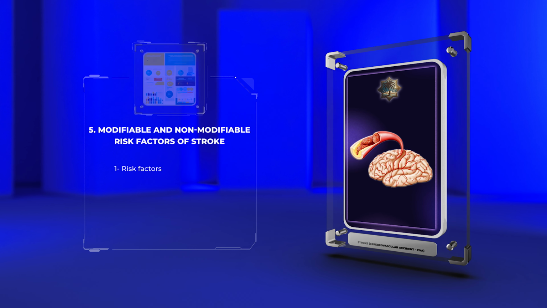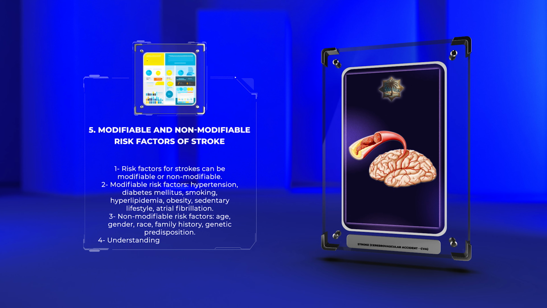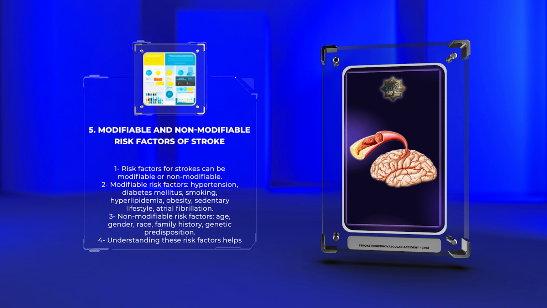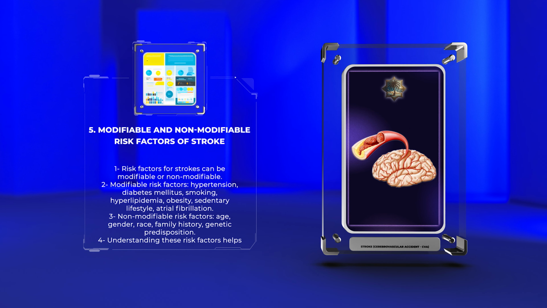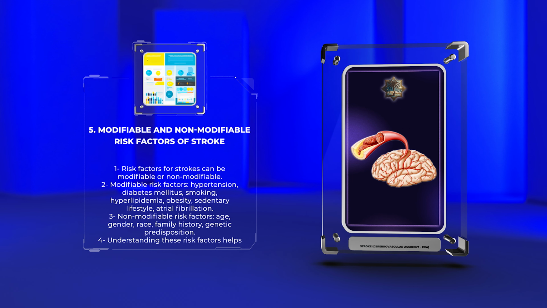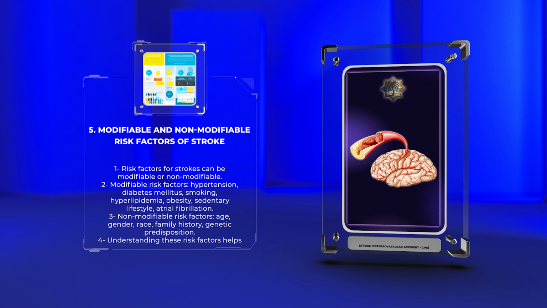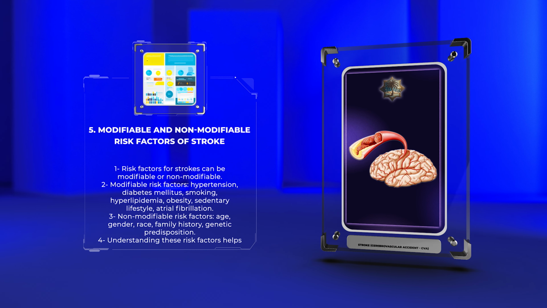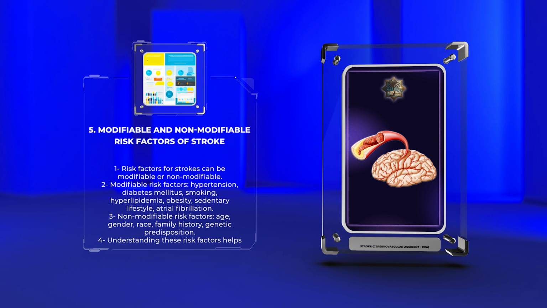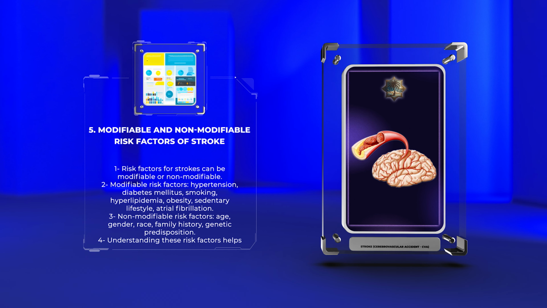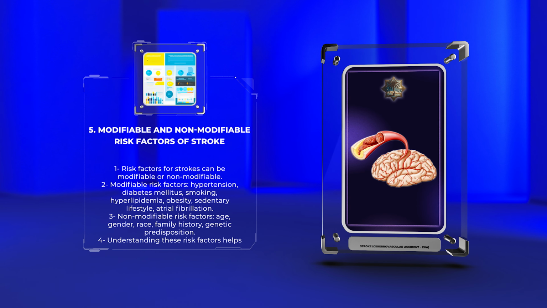The most common cause of SAH is the rupture of saccular aneurysms, which are weakened blood vessels that balloon outwards. Several risk factors contribute to the development of strokes, some of which are modifiable while others are not. Modifiable risk factors include hypertension, diabetes mellitus, smoking, hyperlipidemia, obesity, sedentary lifestyle, and atrial fibrillation. Non-modifiable risk factors encompass age, gender, race, family history, and genetic predisposition. Understanding these risk factors helps in targeted prevention and management strategies.